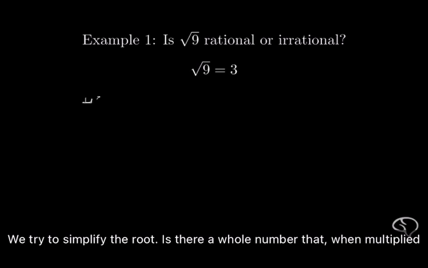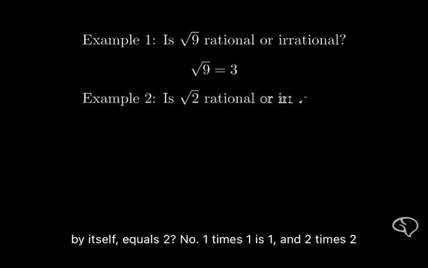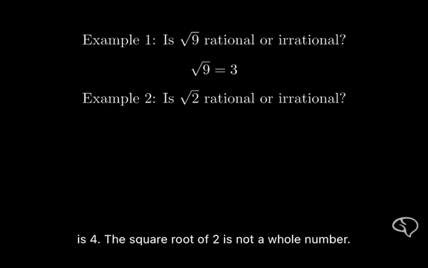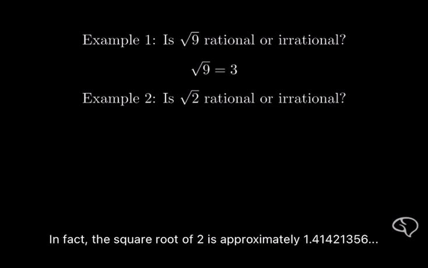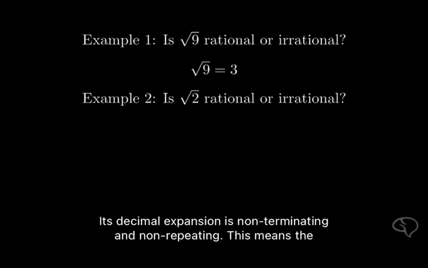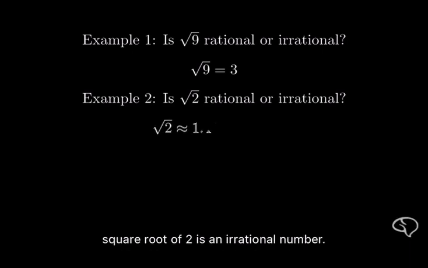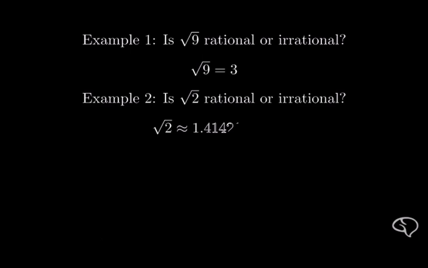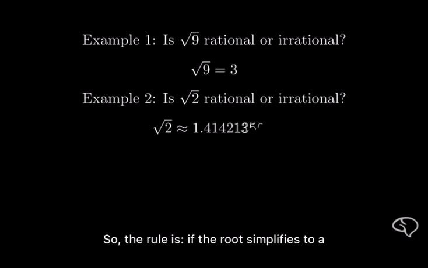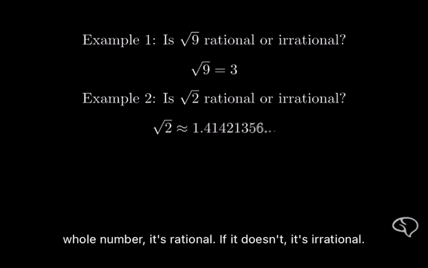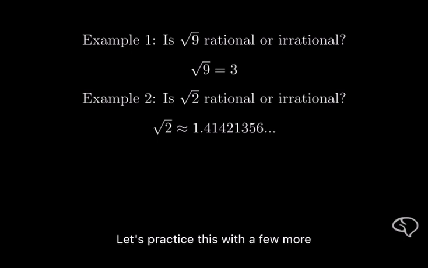Let's try another one. Is the square root of 2 rational or irrational? We try to simplify the root. Is there a whole number that, when multiplied by itself, equals 2? 1 times 1 is 1, and 2 times 2 is 4. The square root of 2 is not a whole number. In fact, the square root of 2 is approximately 1.41421356. Its decimal expansion is non-terminating and non-repeating. This means the square root of 2 is an irrational number.